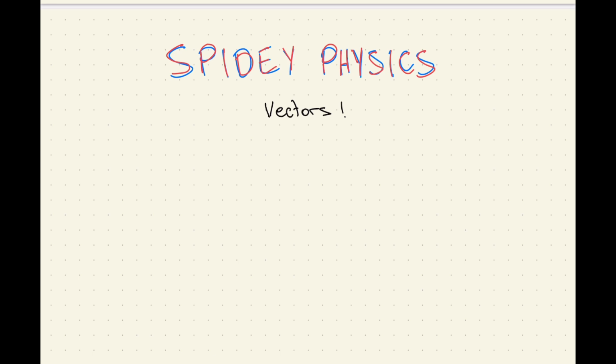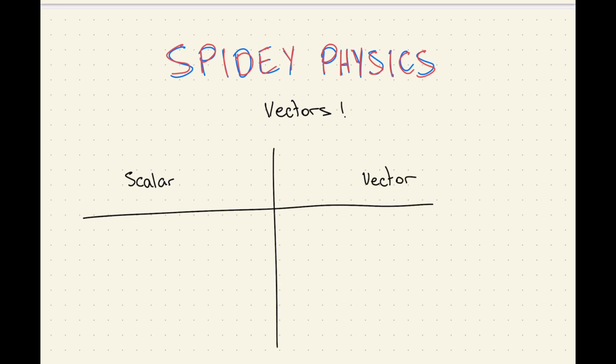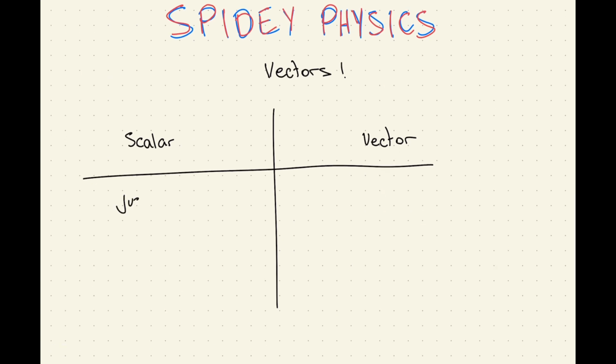So a vector is a mathematical object that is normally introduced alongside this thing called the scalar. So I'm going to write scalar over here and vector over here, and do just a little list of their differences. A scalar is just a number, while a vector is a number with a direction. You can think about this number as magnitude.